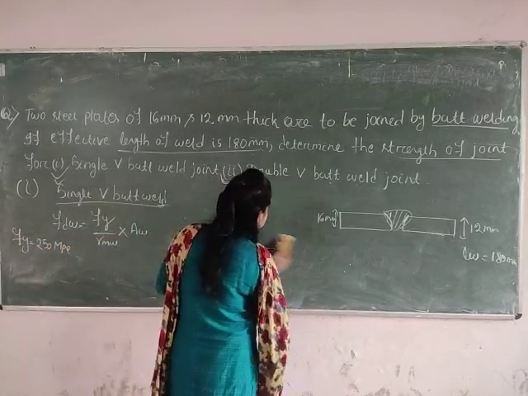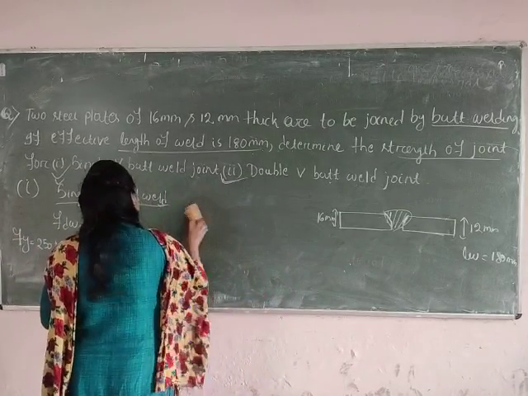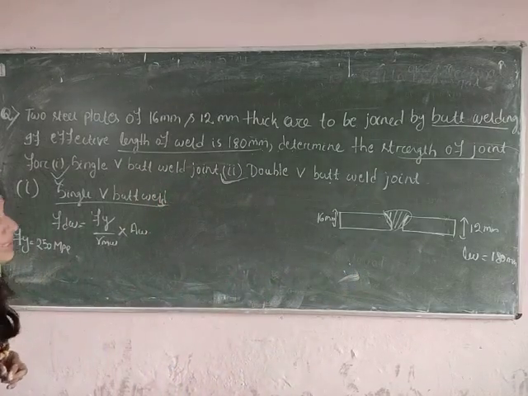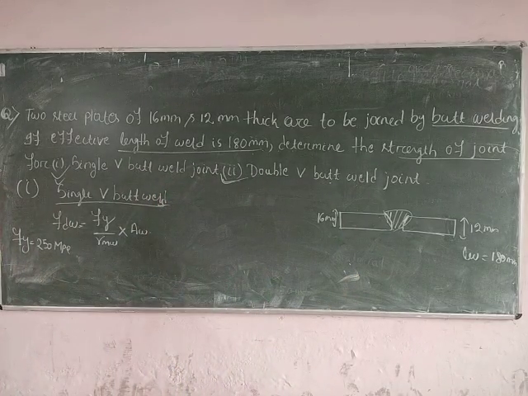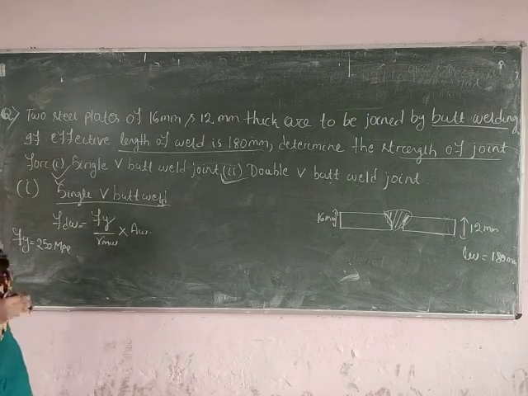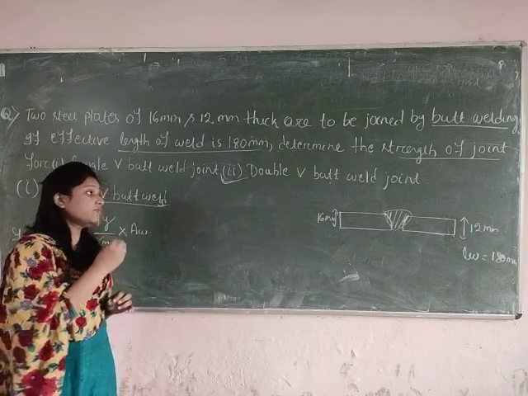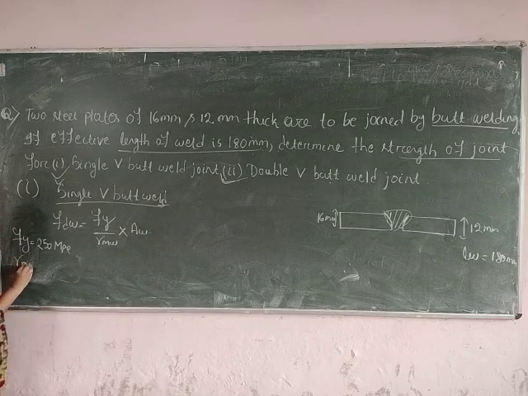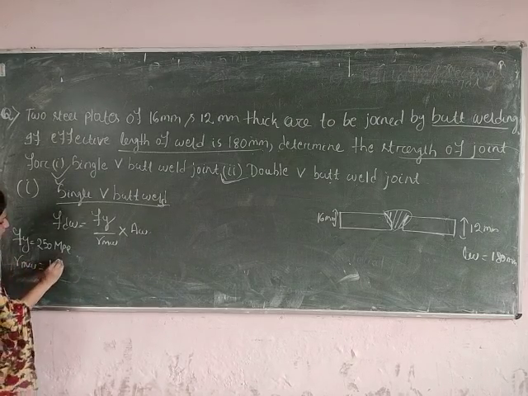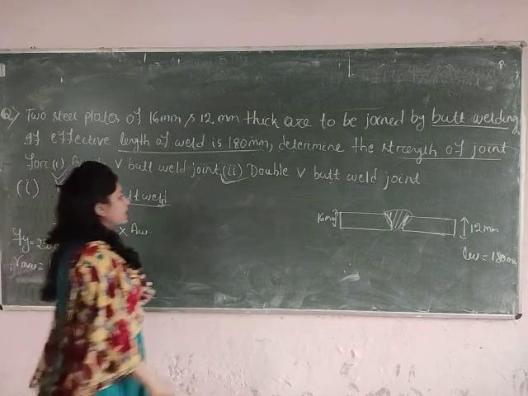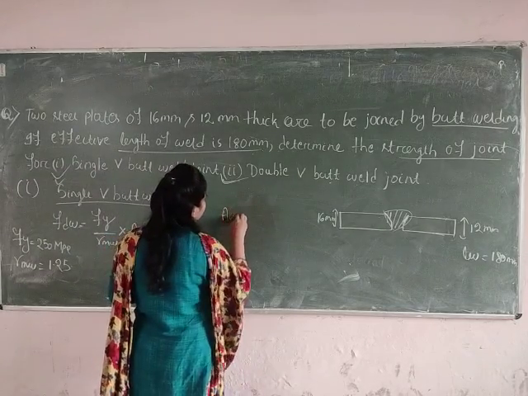Okay, so as here in the question nothing is mentioned about whether the connection is done in workshop or field, so just assume that the connection is made in the workshop. So take the value of gamma MW as 1.25.